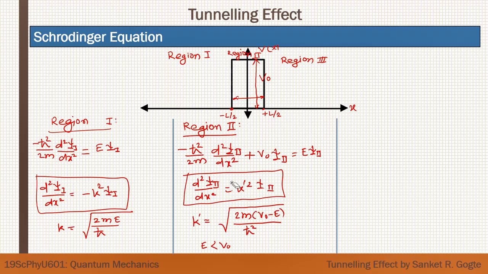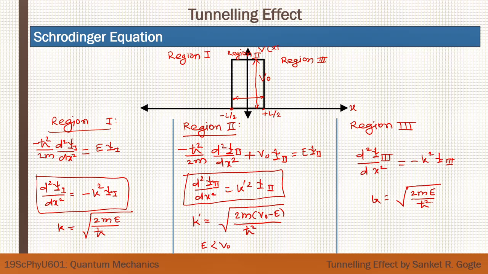Region 3 is the same as the first region, and therefore in region 3, the Schrodinger's equation is just like the equation in the first region, which is minus k square psi 3, where k is the square root of 2mE by h cross square. So we now have Schrodinger's equation in three different regions. No, there are not three different Schrodinger's equations. We are using the same time independent Schrodinger equation, and using it for the three different regions. And therefore we have three differential equations which correspond to Schrodinger's equation in each region. And we have to, of course, solve these equations now.